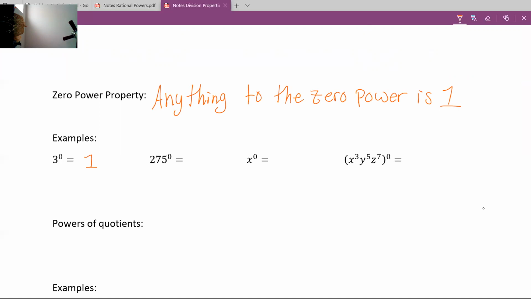257 to the 0 power, still an answer of 1. X to the 0 power, really just 1. And even if I take a big old mess of things and raise it to the 0 power, so x to the third times y to the 5th times z to the 7th, all of that to the 0 power, still an answer of 1. Doesn't matter what it is. Your answer is always 1 if you're raising to a 0 power.